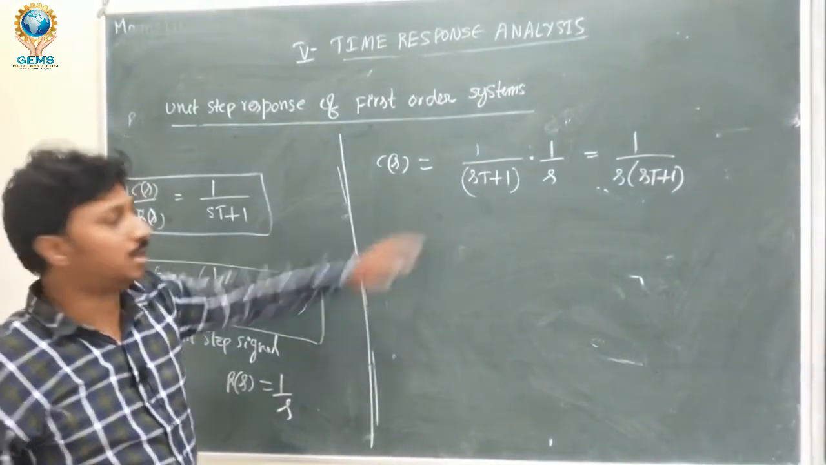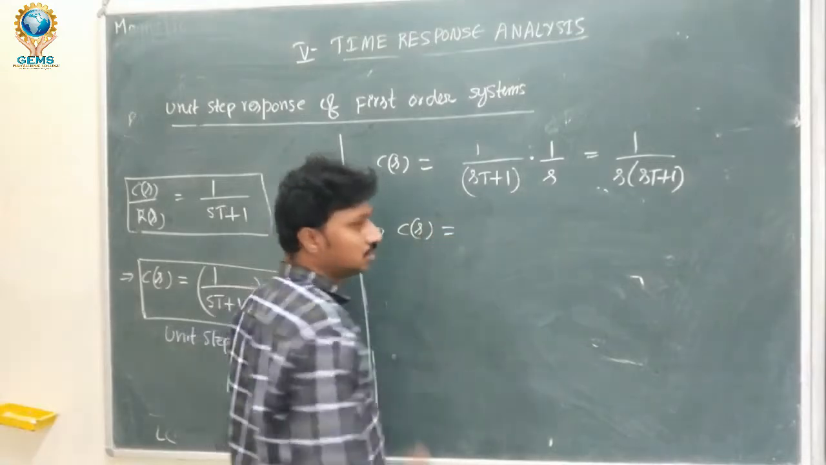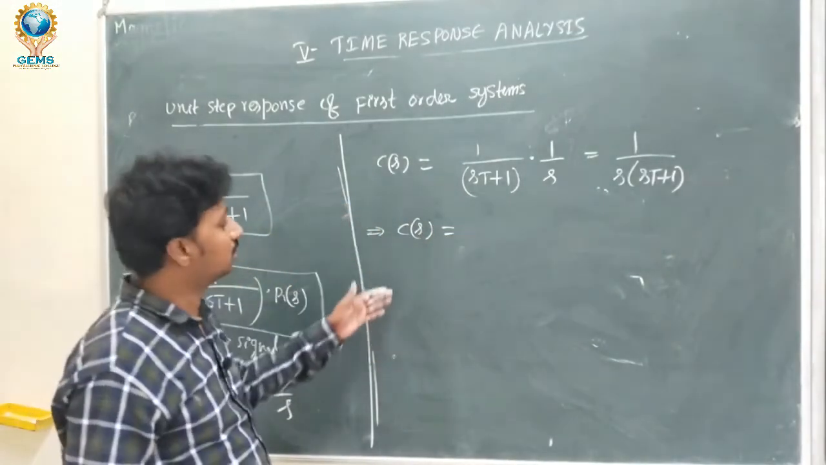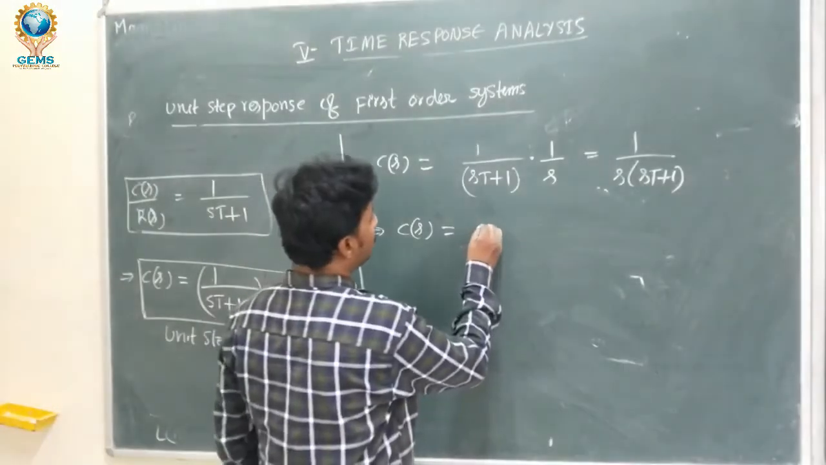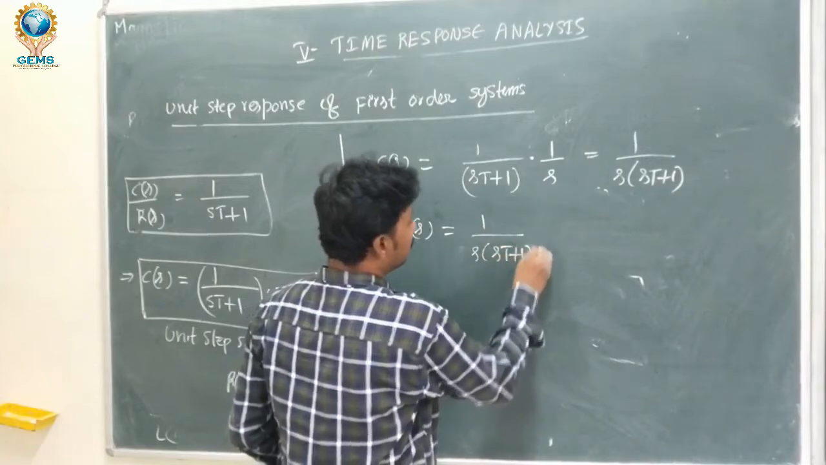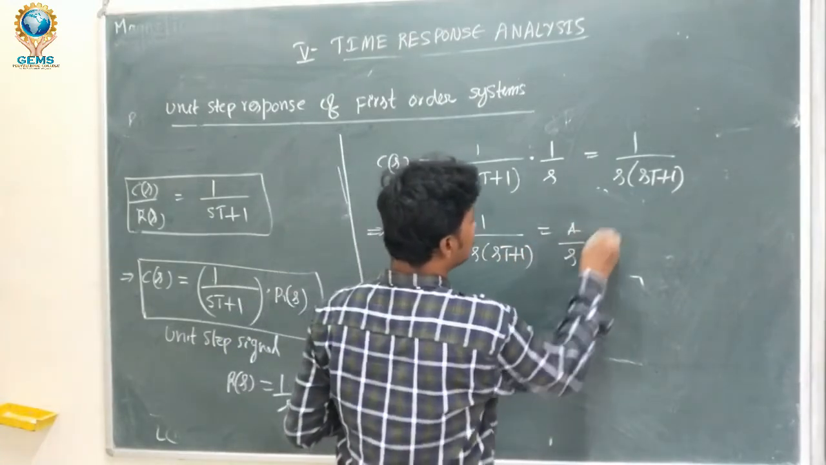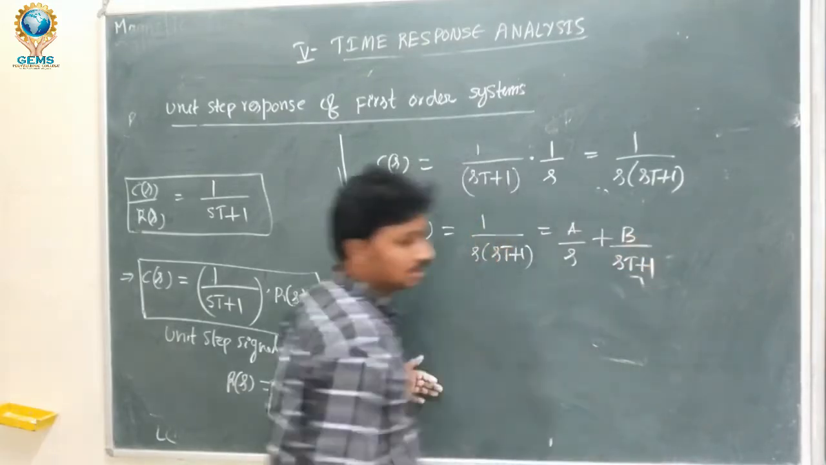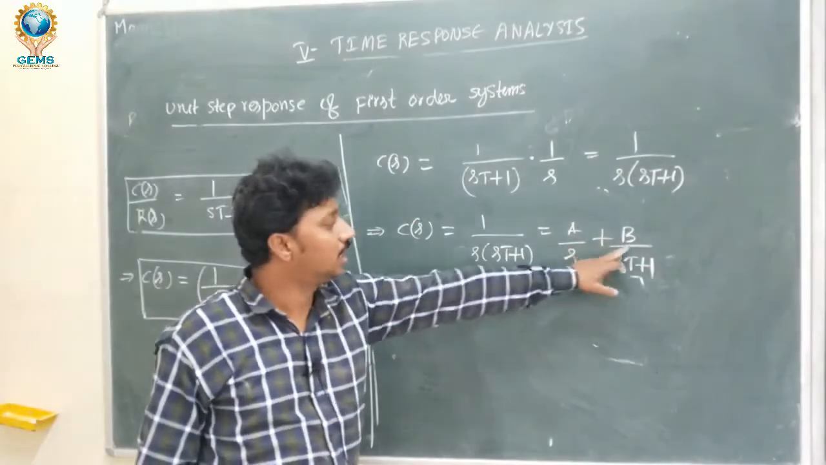Apply the partial fraction. You are very familiar with the partial fractions. You have studied applied mathematics and also in the first year you studied partial fraction. So you apply here. So 1 by S(ST plus 1), you can write this as A by S plus B by ST plus 1. Now we find the A, B values.